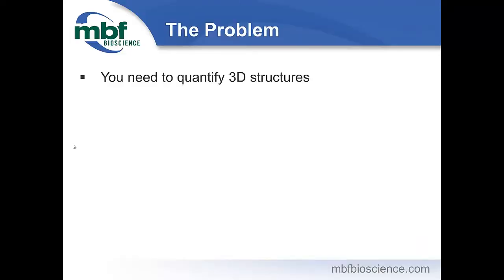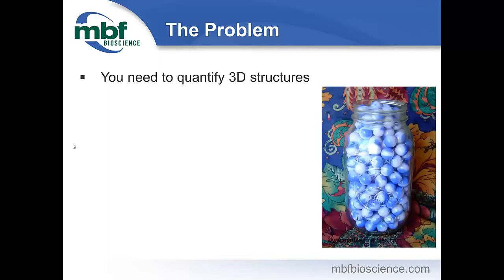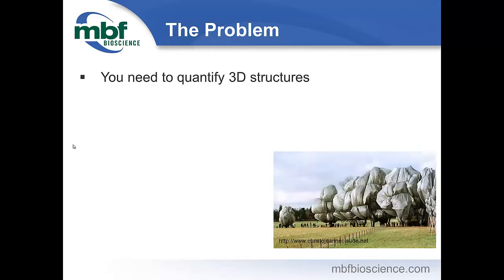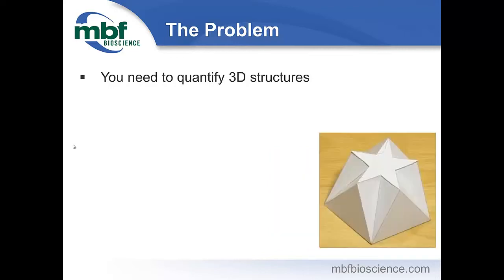So here's the problem. You want to be able to quantify three-dimensional structures. And that could be anything from the number of marbles in a jar to how much fabric Christo and Jeanne-Claude had to use in order to wrap these beautiful trees in their art installation. So that would be an example of a surface area quantification. Maybe a volume. Somebody might want to know the volume of those also. Here's an odd-shaped figure. It's a star. How could we estimate the volume or maybe the surface area of this solid?